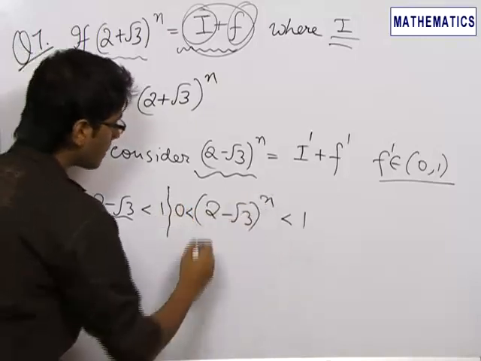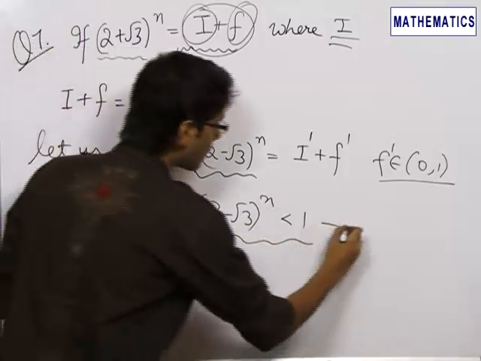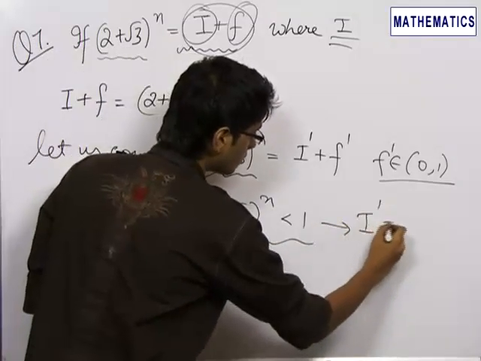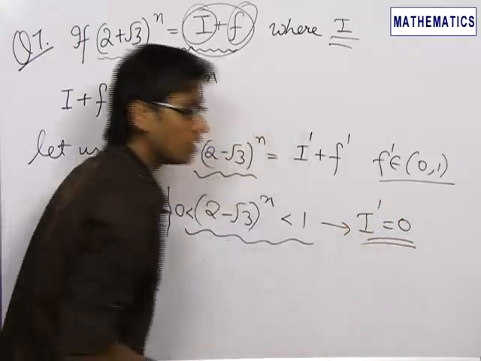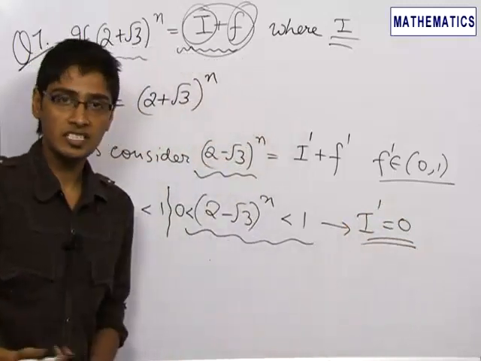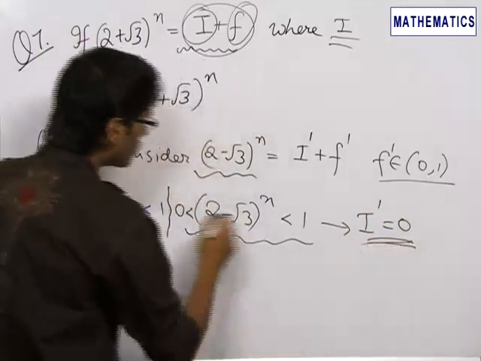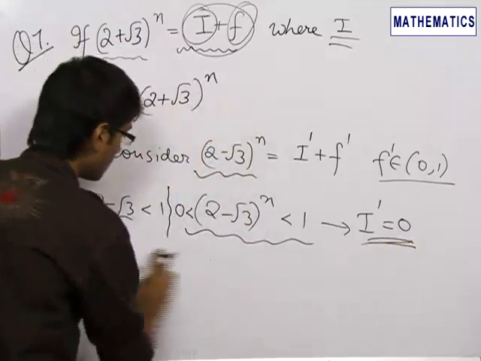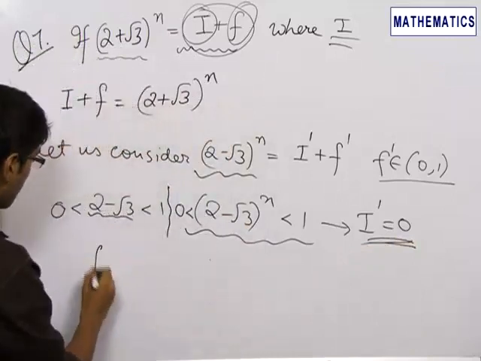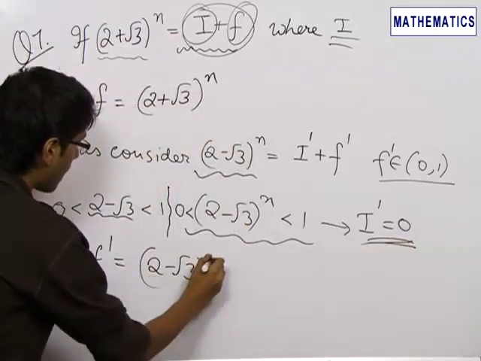Now (2 - √3)^n is also a fraction between 0 and 1, so its integral part will be equal to 0. Let's say there is a number 0.8, so the integral part of 0.8 is 0 and the fractional part is 0.8. So I' will be equal to 0, so f' will be equal to (2 - √3)^n.